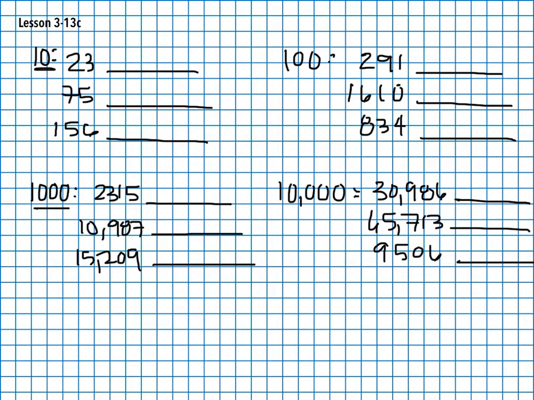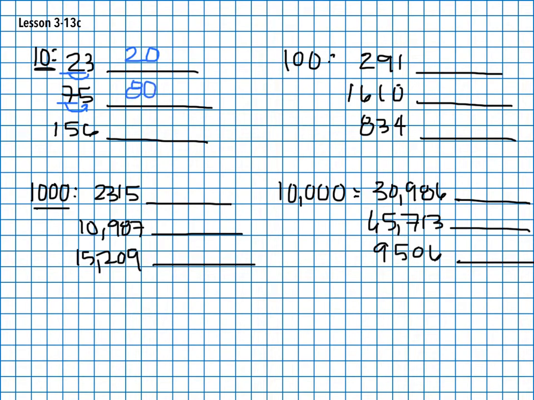All right, ladies and gentlemen, let's take a look and see how you did. When rounding to the nearest 10, remember we're going to look at the number in the place value and look to our neighbor. 3 tells us to go down, so that's going to be 20. 7 is in the 10 spot, we're going to look to our neighbor. 5 tells us to go up, so it should be 80.